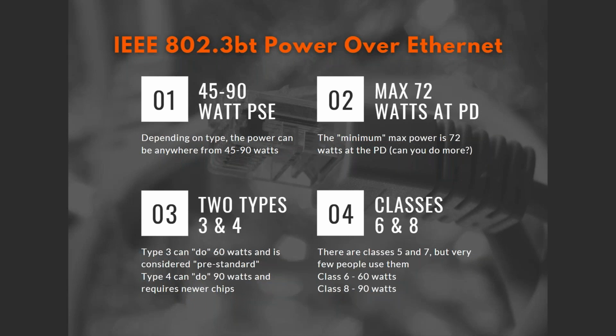Finally, what's the deal with classes? Really, class 6 means 60 watts and class 8 means 90 watts. Look, I know it doesn't make sense to have a type and a class, but hey, we're engineers. If we can't mess with you on technical stuff, where's the fun?